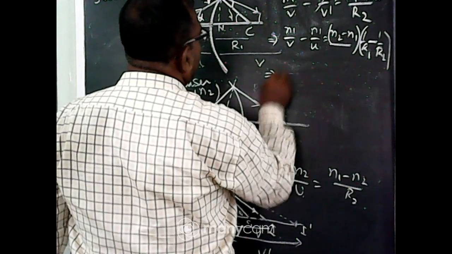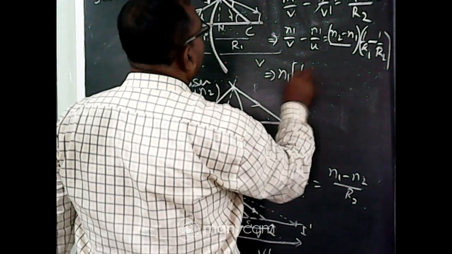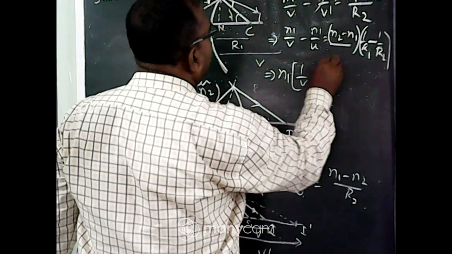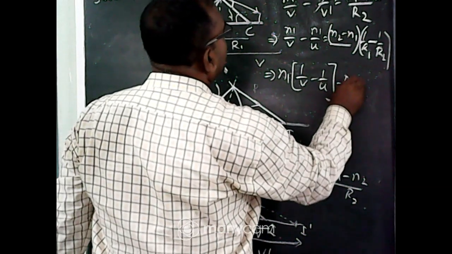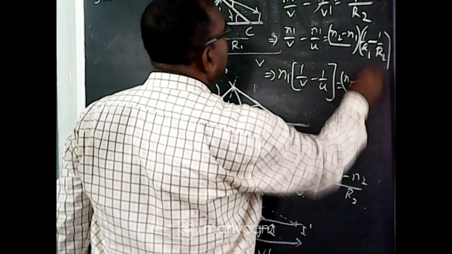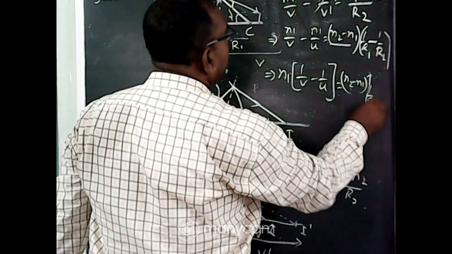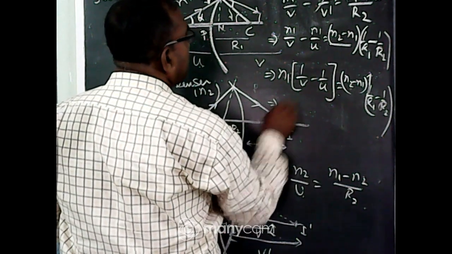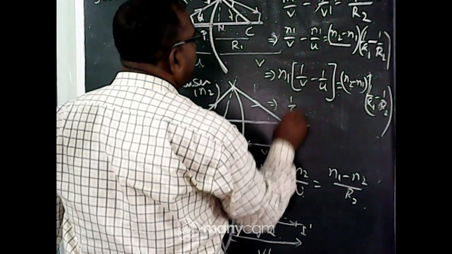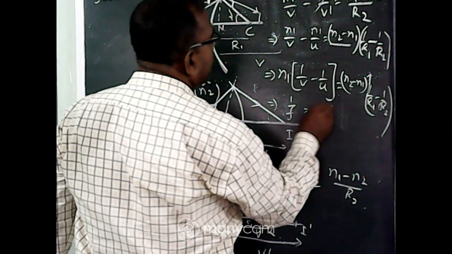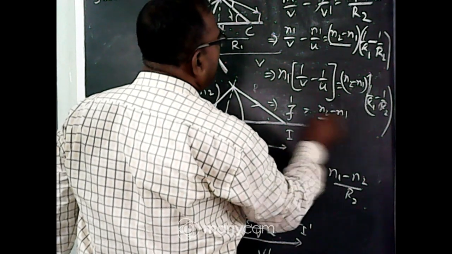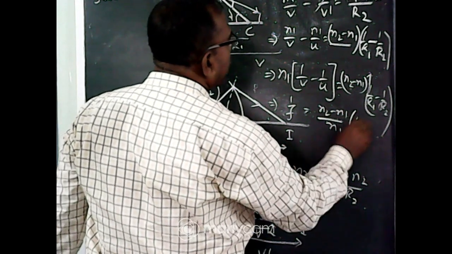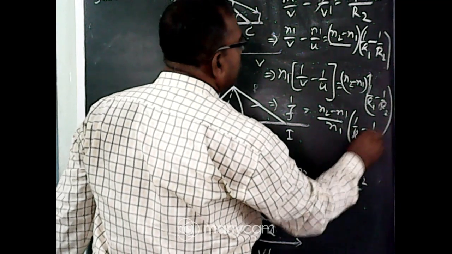Next is N1 common. N2 by V minus N1 by U equals (N2 minus N1) by R1 minus 1 by R2. When the object is at infinity, V means F, so 1 by F equals N2 minus N1 by N1 into 1 by R1 minus 1 by R2.